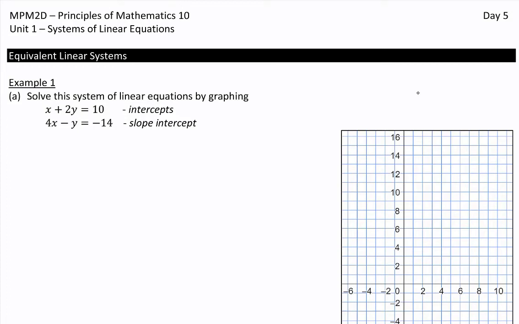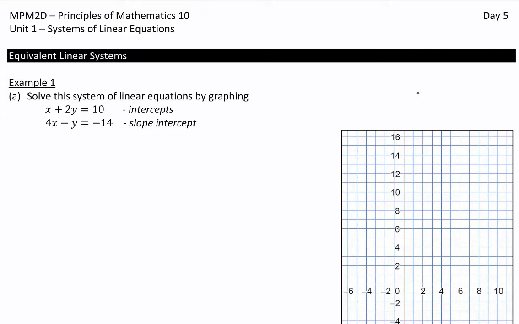In this video, I'm going to talk about equivalent linear systems. However, for our first example, we're going to solve a system of linear equations by graphing. And we're going to review the two methods that we learned, the intercept method and the slope-intercept method.